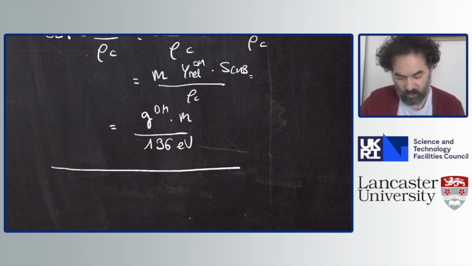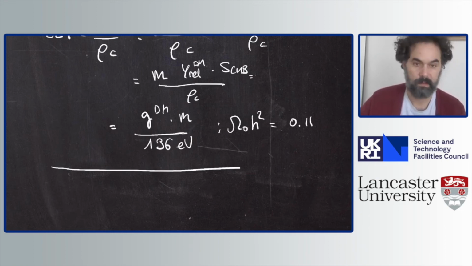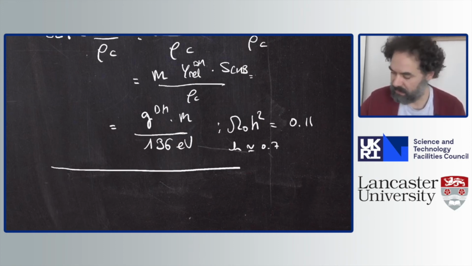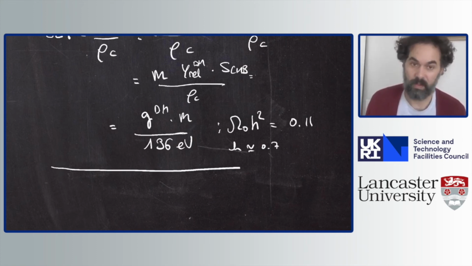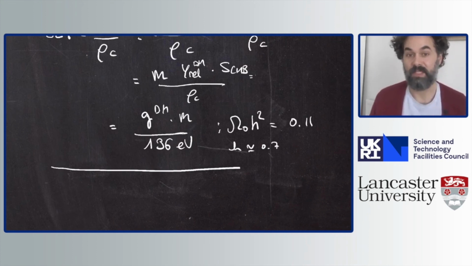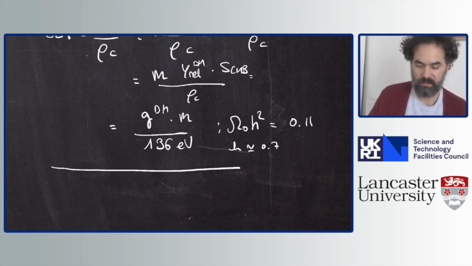Finally, you can compare this with observations. Omega 0 h squared is 0.11, more or less, and h, remember, is 0.7, and this already tells you what is the mass of the dark matter candidate required to explain all the dark matter today, which is kind of amazing. This also gives you an impression that, for instance, neutrinos cannot be the dark matter, but particles with a certain mass, depending on the degrees of freedom, around a few hundreds of eV seem to be good candidates.